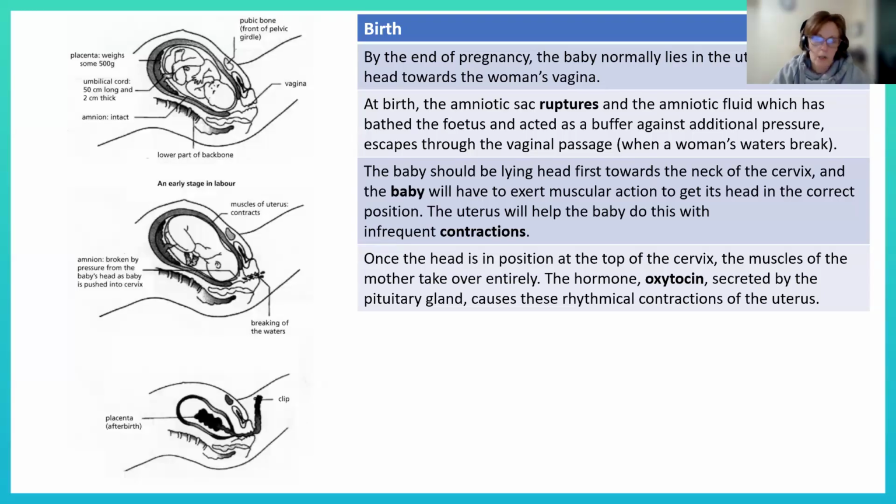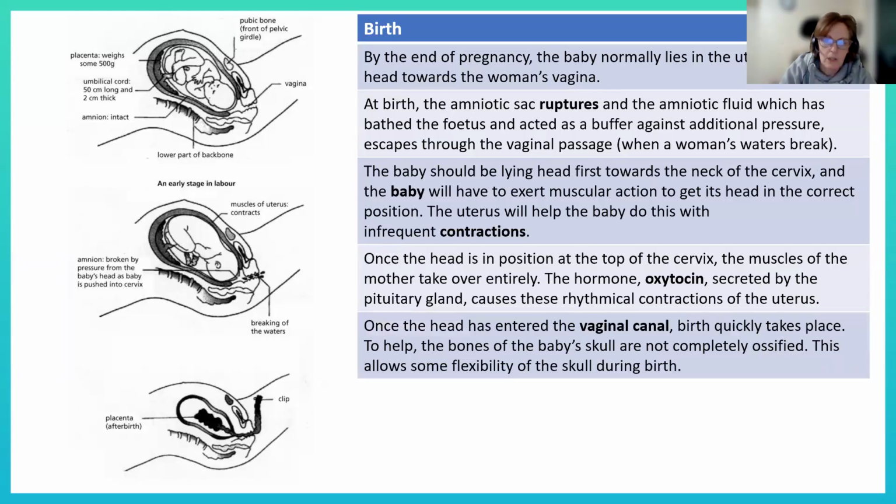The hormone oxytocin has got an important role. It's secreted by the pituitary gland and it causes the contractions of the uterus. And once the head has entered the vaginal canal, the birth quickly takes place. Well, that's debatable, but supposedly quickly takes place. It can take a long time.